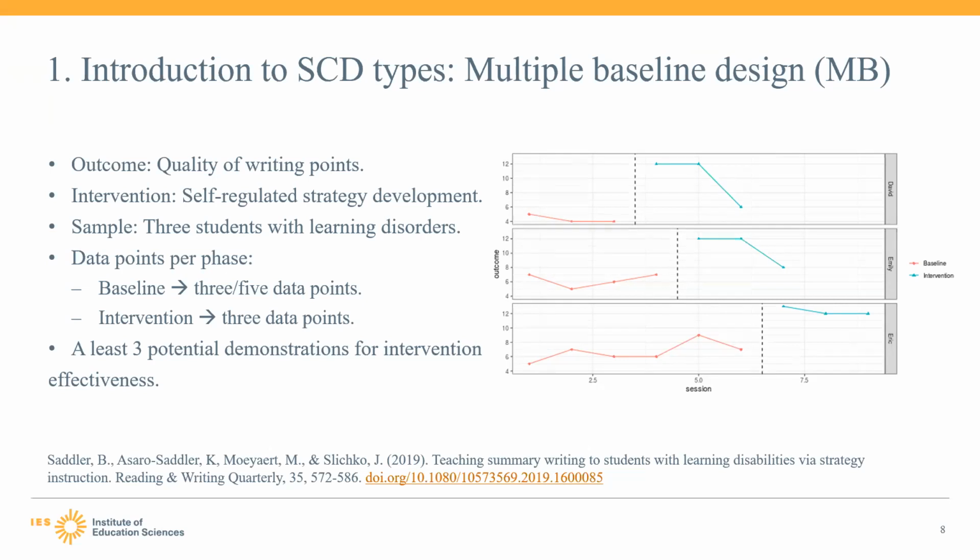Now, in order to fully meet the What Works Clearinghouse standards, at least 5 observations are needed per condition. As there are only 3 observations in the control condition of the first participant and 3 in the intervention condition, this design can at most meet the What Works Clearinghouse standards with reservations.